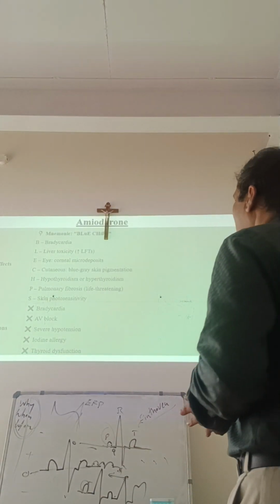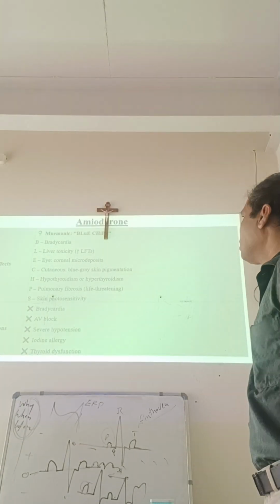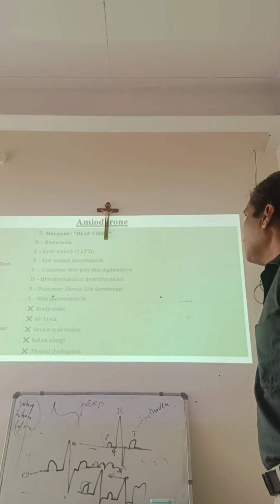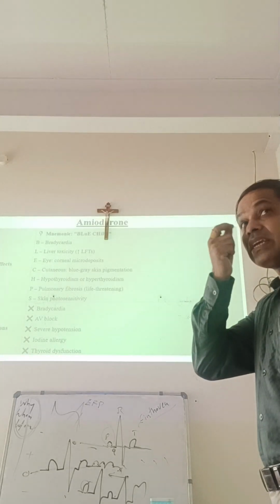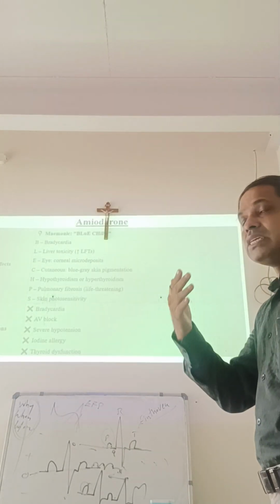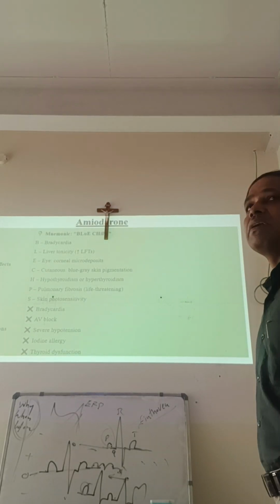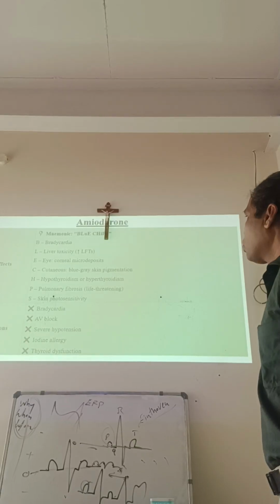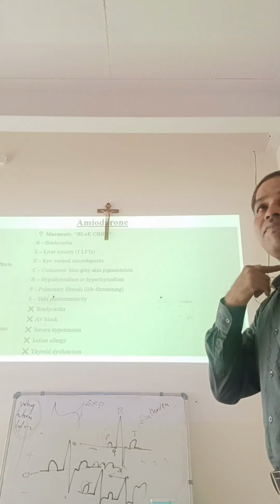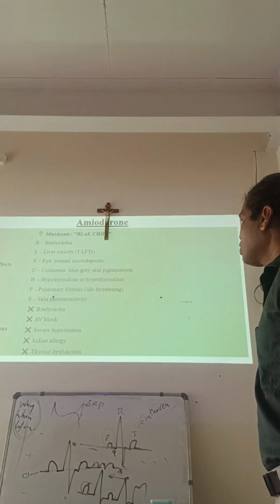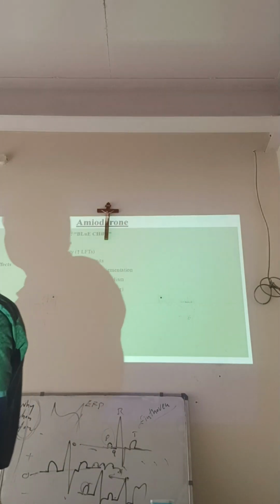Come to adverse effects, blue chip, remember: pneumonia, bradycardia, liver toxicity. In the eye it may cause corneal microdeposits, so they may have some difficulty in seeing with long term use. Cutaneous: blue-grey skin pigmentation. Hypothyroidism or hyperthyroidism. I will tell you why this drug will affect the thyroid gland. Pulmonary fibrosis and skin photosensitivity. It means you take this drug and go to sunlight, you get rashes.